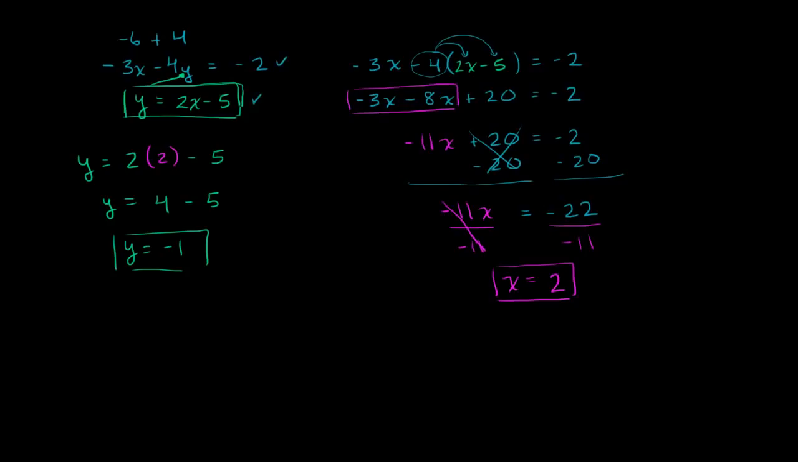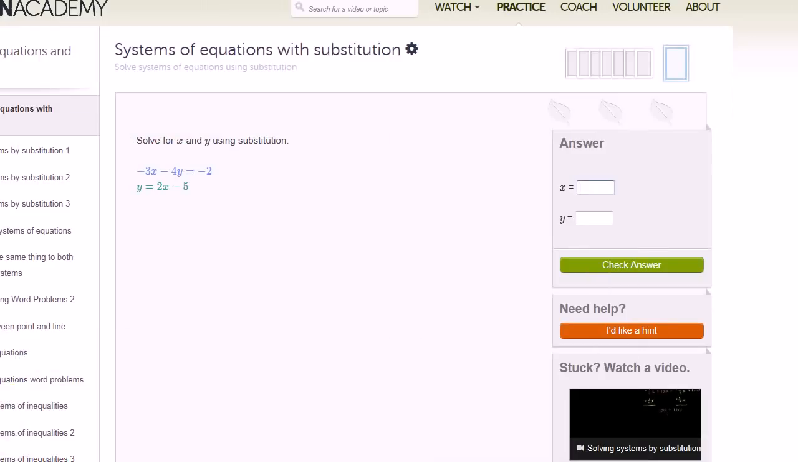And now we can type it in to verify that we got it right, although we know that we did. So x is equal to 2, y is equal to negative 1. So let's type it in. X is equal to 2, and y is equal to negative 1.